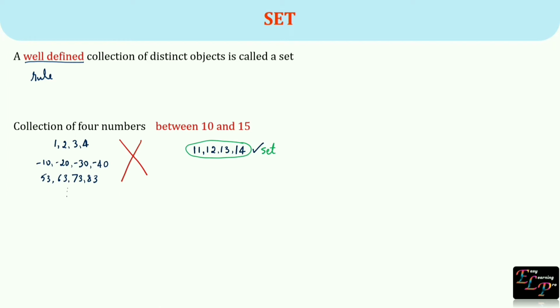Consider one more example. Collection of 2 days of a week. One person may write Monday, Tuesday. Another person may write Friday, Saturday. Another person may write Wednesday, Saturday, and so on. So the collection varies from person to person. So this collection is also not well defined.